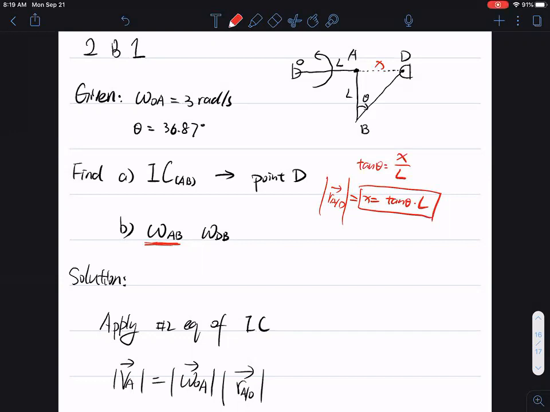Okay, give it a try first. Let's apply the equation to find out what is speed at point B. Try it out yourself. Speed at point B.